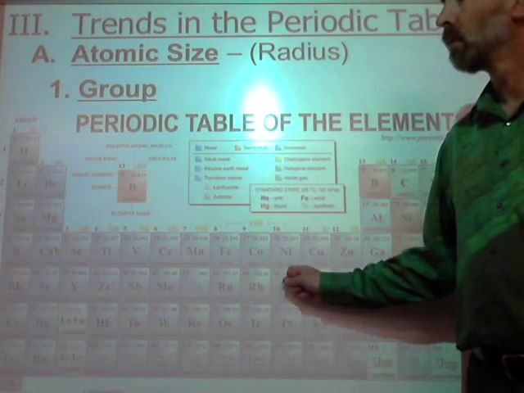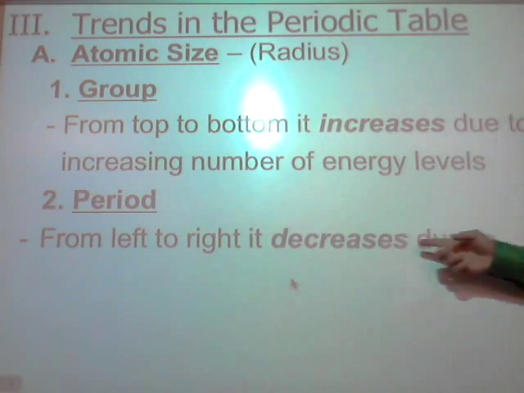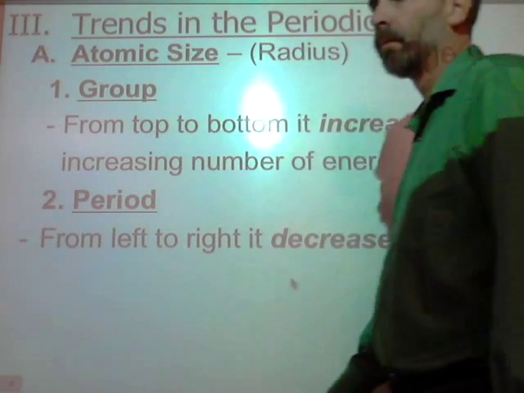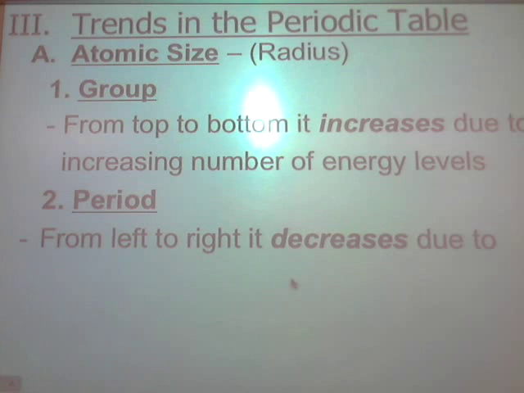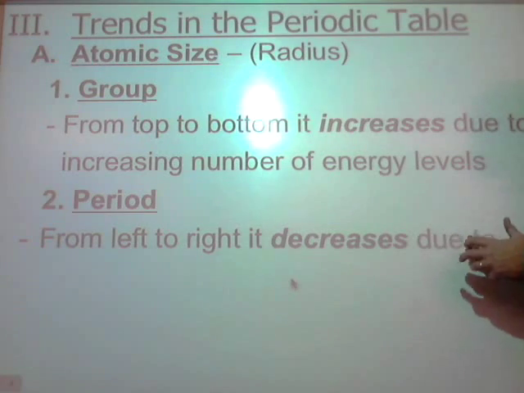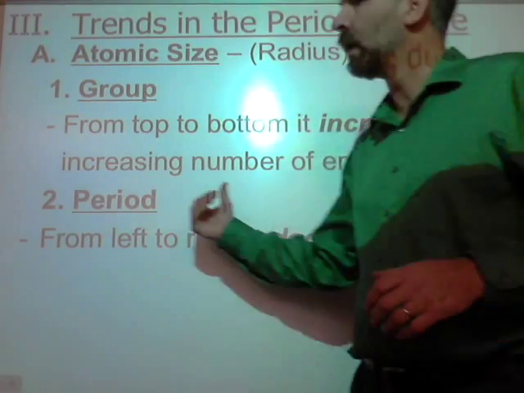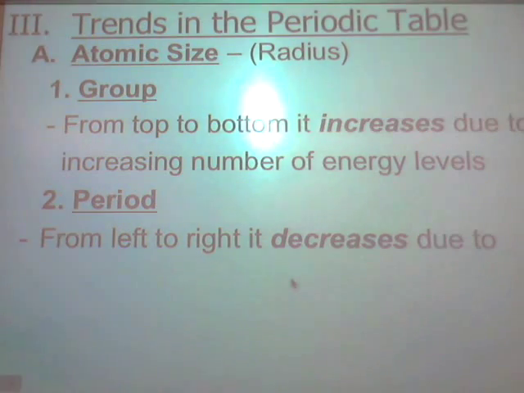And yet, guess what happens? From left to right, atomic size gets smaller. It decreases. Why does it decrease? Well, that is a little harder to explain. Doesn't make any sense that it should decrease. They're twice the mass, twice the number of protons, twice the number of electrons on this side than I had on that side, yet its size is less than half.